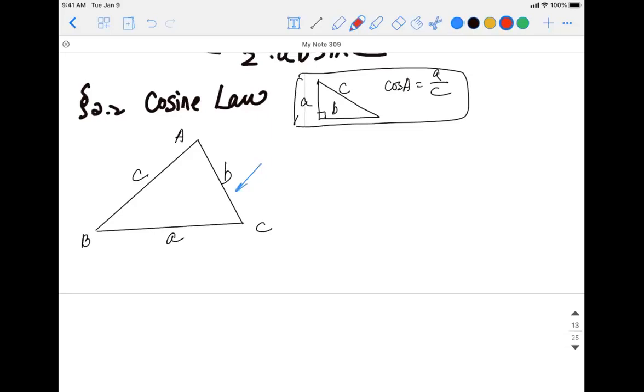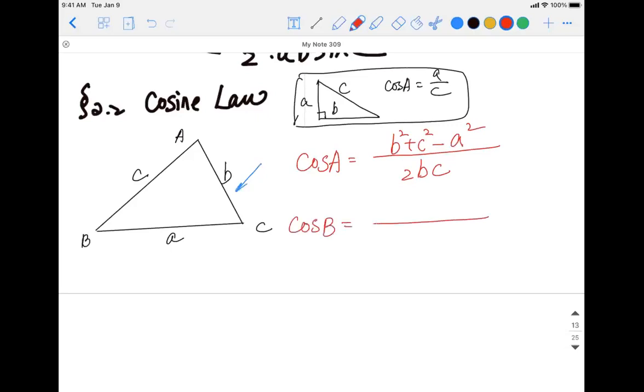So what is cosine A? Cosine A equals (B squared plus C squared minus A squared) over 2BC. Cosine B equals (A squared plus C squared minus B squared) over 2AC. Cosine C equals (A squared plus B squared minus C squared) over 2AB. Okay, so this tells you that as long as you know the three sides of a triangle, you would be able to determine the angle's cosine value right away by using the combination of the three sides.